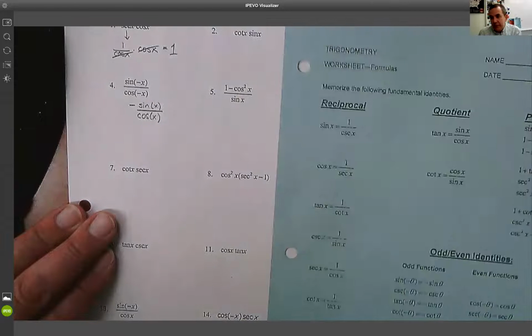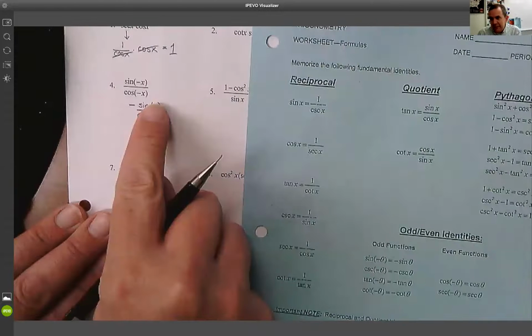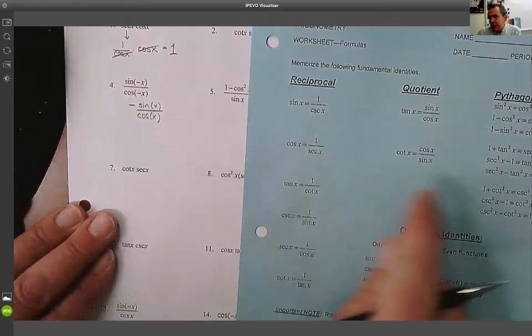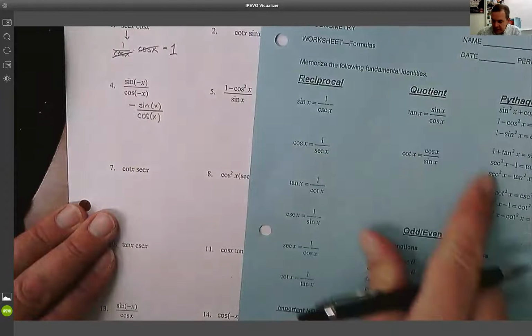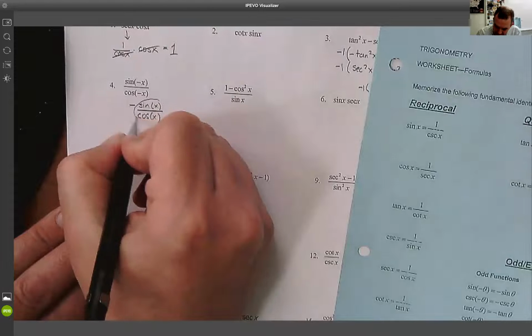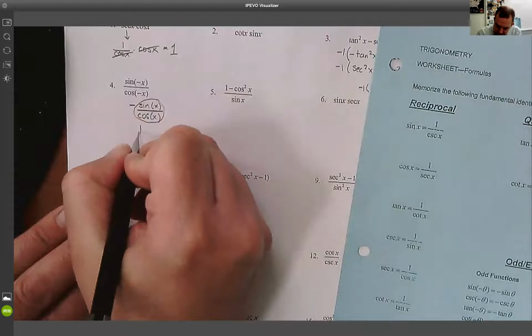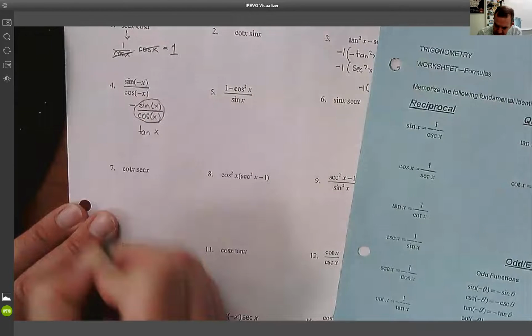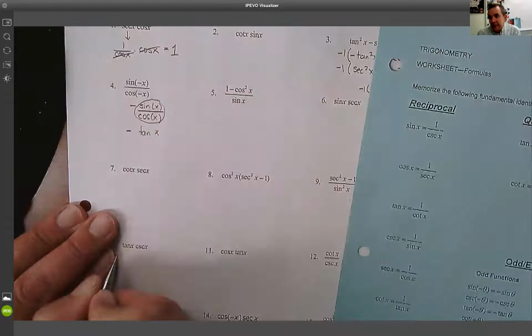Now I want to simplify it even further. I've got a sine over a cosine. I can rewrite this piece, not the negative sign, as tangent x and then bring the negative sign down.